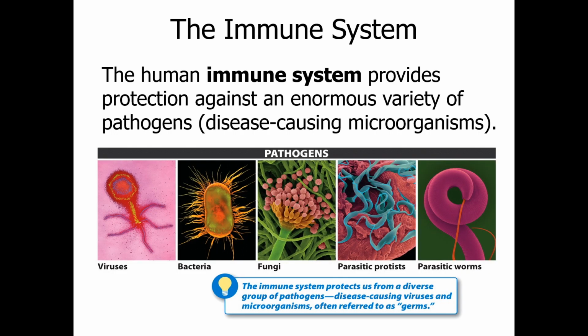So first of all, our immune system protects us from a wide range of millions of different types of pathogens, viruses, bacteria, fungi, etc. Collectively, we often call these germs, a common term, but we're going to use the term pathogens. Pathogens are disease-causing microorganisms, so microscopic organisms. Some of them are not necessarily microscopic. You can find some worms that grow to be large enough to see with the naked eye, for example, but generally these are microscopic things.